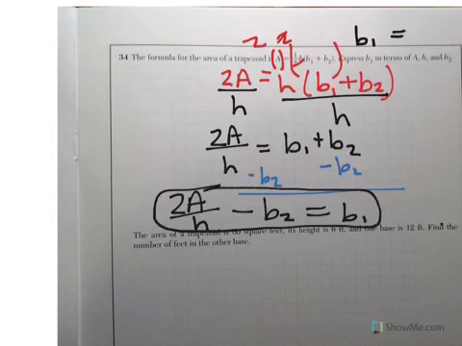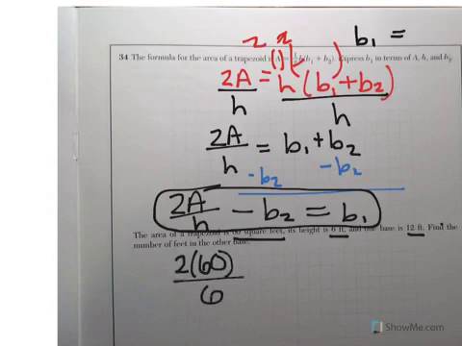The area of a trapezoid is 60 square feet. Its height is 6 feet, and one base is 12 feet. Find the number of feet in the other base. Well, let's just plug it into the formula that we just used. We could use this formula up top, and we have 2 times area, remember, area is 60, divided by our height, and our height was 6, minus one of the bases, which is 12, should equal our other base, b1.